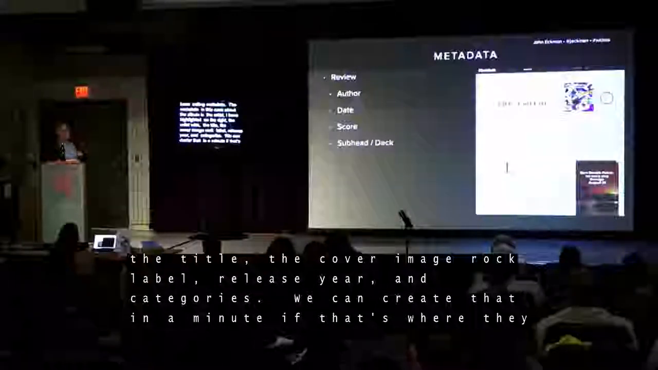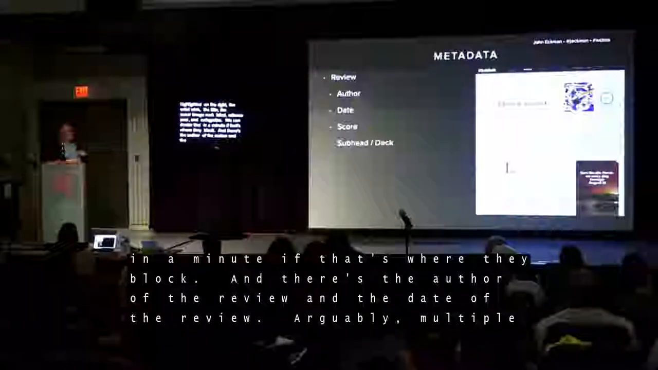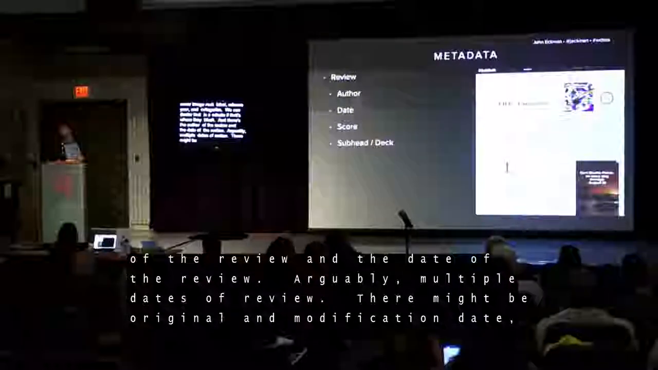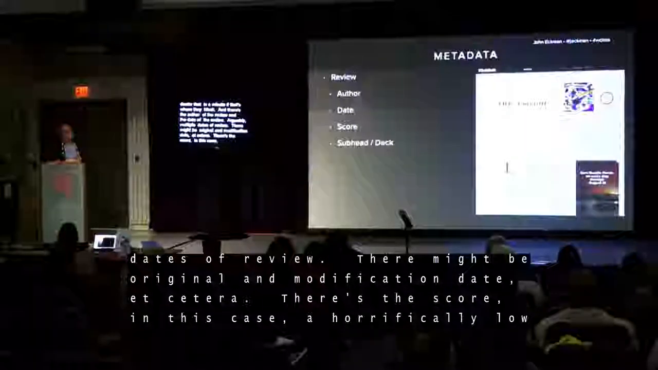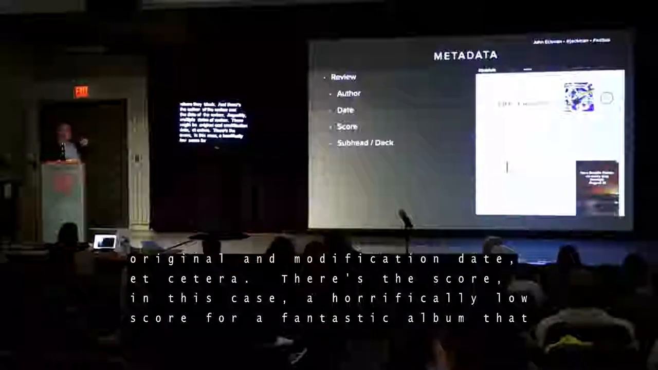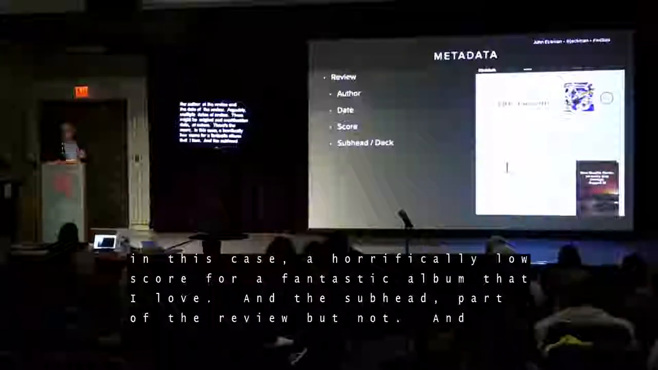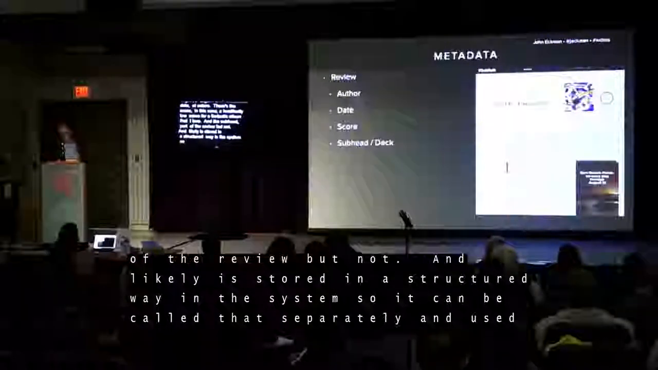There's the author of the review, there's the date of the review. Arguably, there's probably multiple dates of the review because there might be an original publish date and a modification date, et cetera. There's the score, in this case, a horrifically low score for what's really a fantastic album, The Decemberists, I'll Be Your Girl, which I love. And this subhead, which is one of those things that's part of the review but not, right? And likely is stored in a structured way in the system so that it can be called out separately and used in other places.